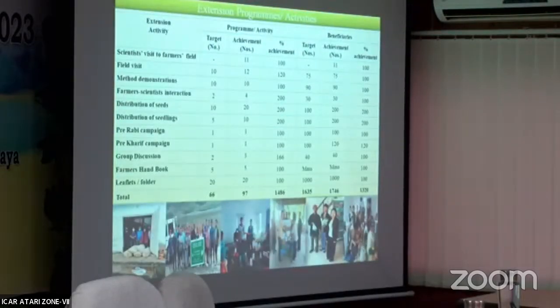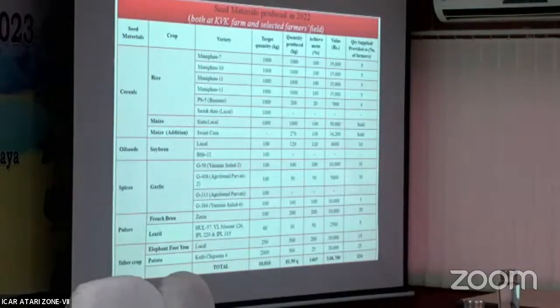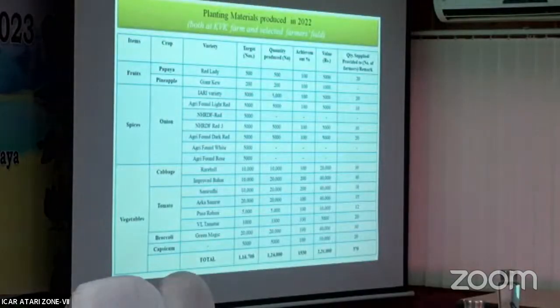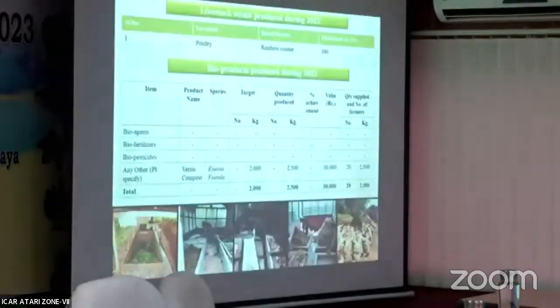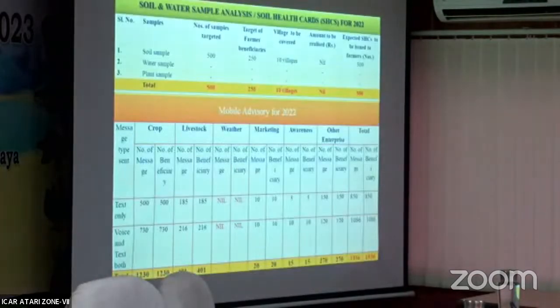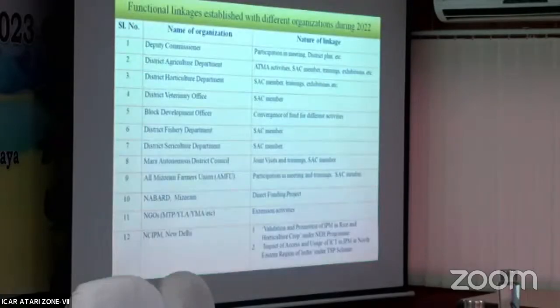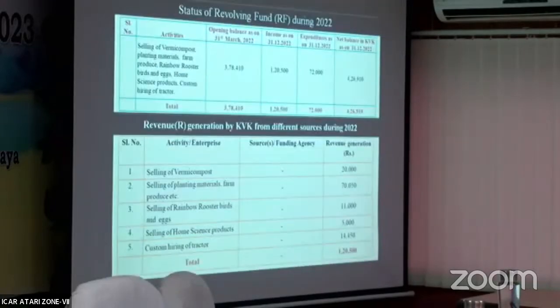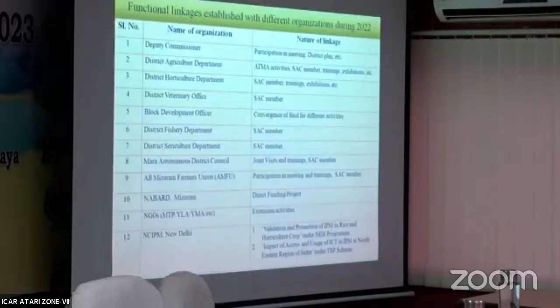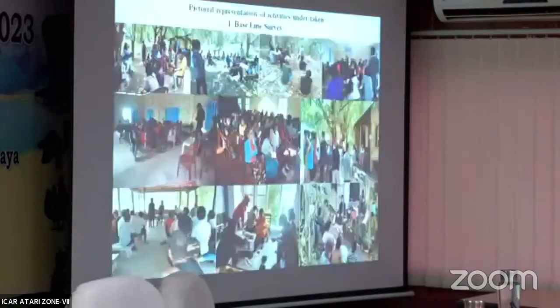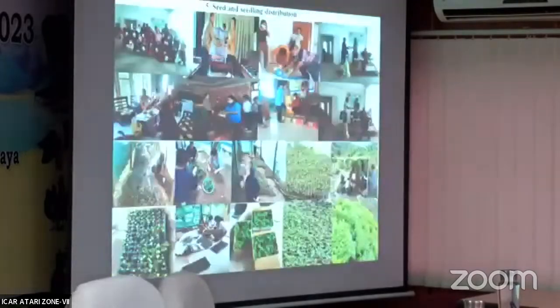These are also extension activities. So these are the seed materials that we produced, planting materials and byproducts. These are the status of our revolving fund. Revolving fund status is very less, very poor. These are the linkages. Some of our photographs. Okay, KVK Champai.